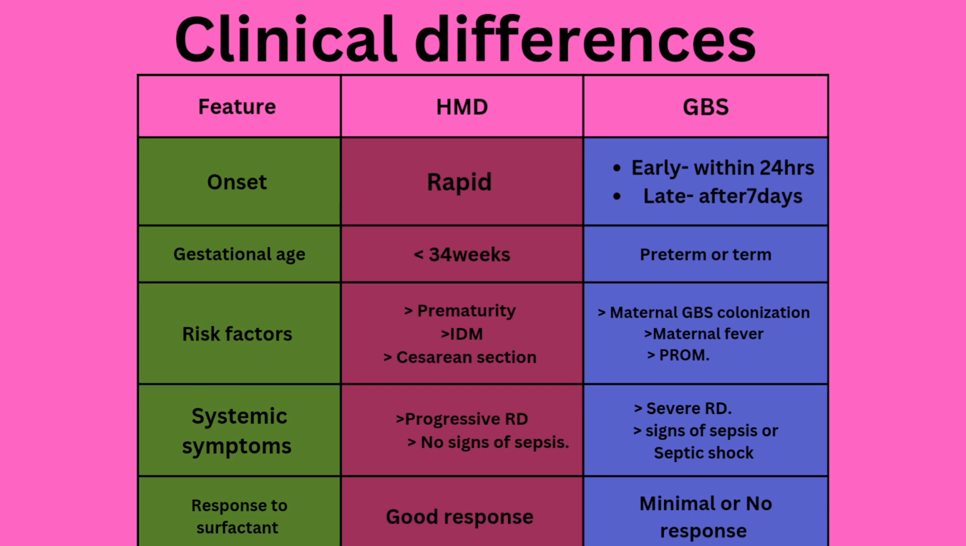Systemic features. Just like we've discussed, an HMD patient will not have other systemic symptoms, just respiratory distress which is getting progressive, whereas a patient with GBS pneumonia, on top of the respiratory distress, will have other signs of an infection, just like we have discussed. So that is how you can differentiate between the two clinically. I hope it makes sense.